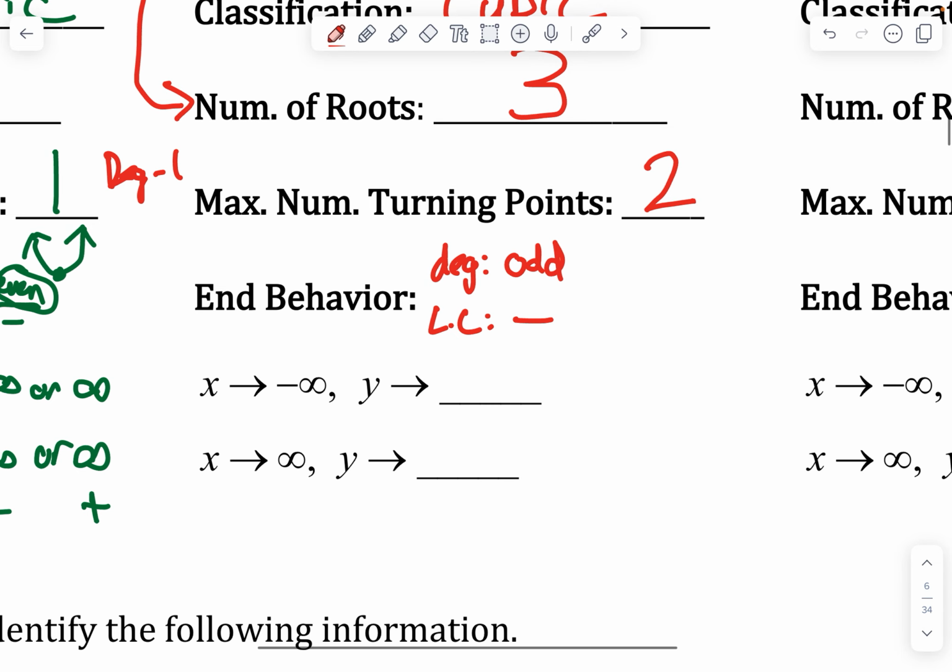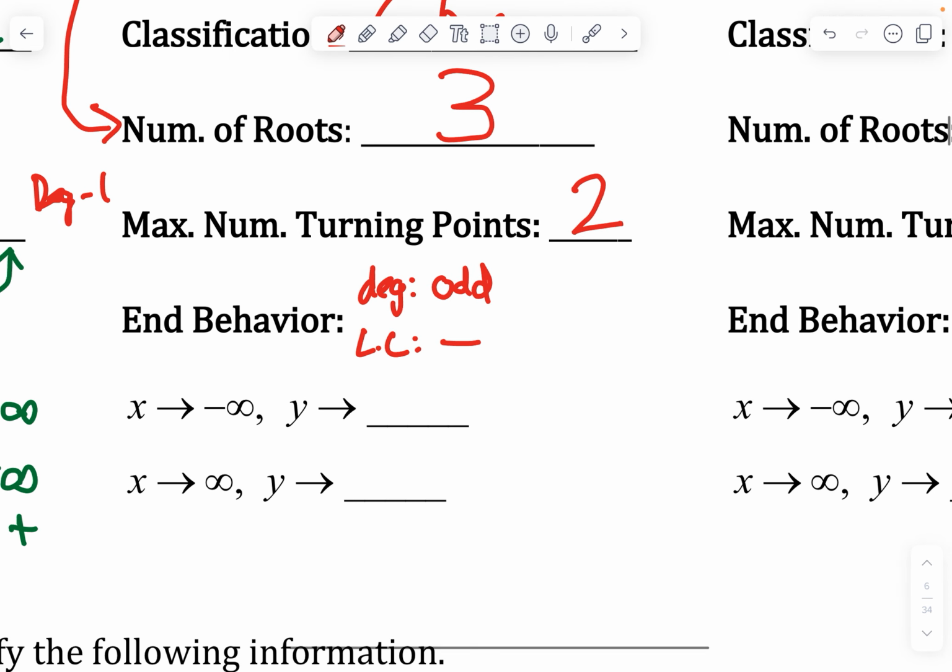So odd and negative. Odd tells me that I have one arrow going up and one arrow going down, okay? So it's either going to look like this or like this, right? One arrow going up, one arrow going down. And then the leading coefficient tells you which one. Since it's negative, remember, it's called a negative trend, okay? A positive trend is going to go from down to up, and a negative trend is going to go from up to down.